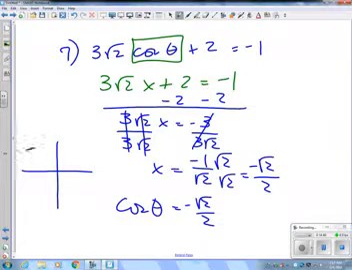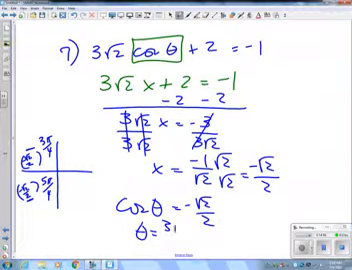So cosine is negative in quadrant 2 and 3. And for the first one to be negative square root of 2 over 2, I'm looking at the fourth lines of 5 pi over 4 and 3 pi over 4. So that will be my solutions. So it's just working it backwards and then looking up your trig.